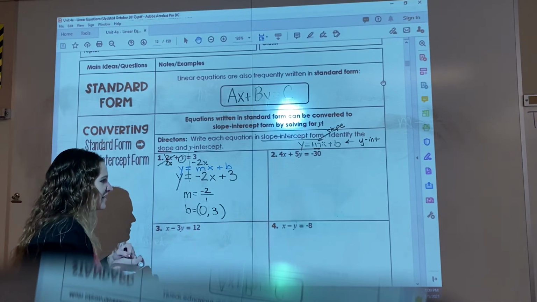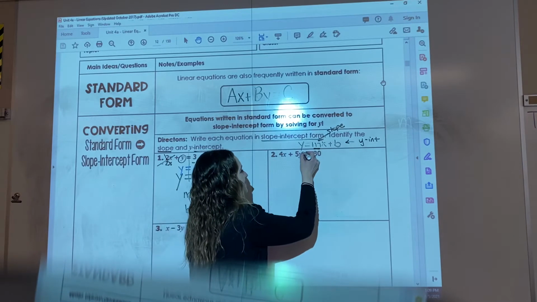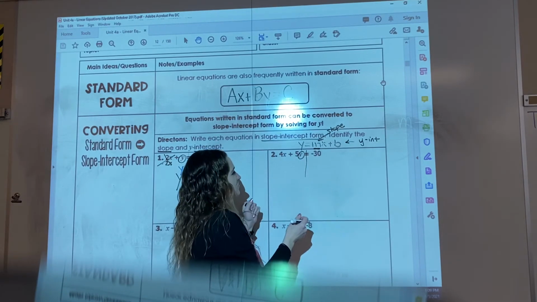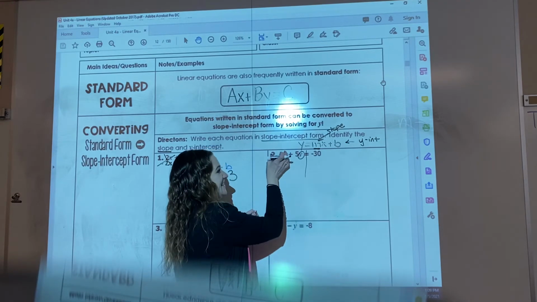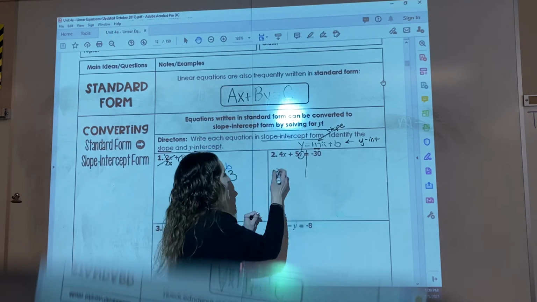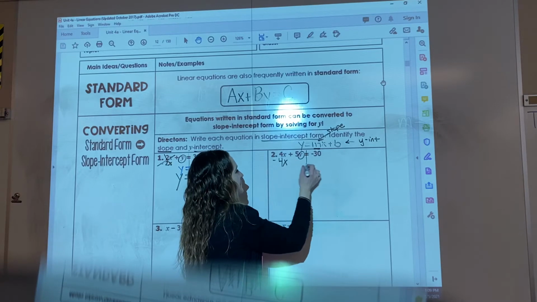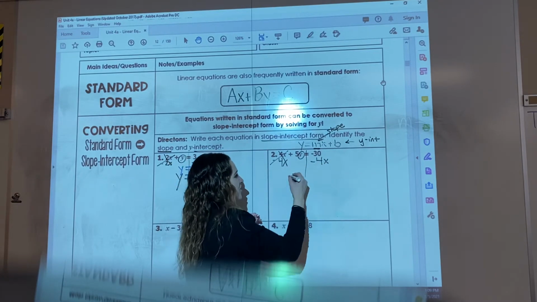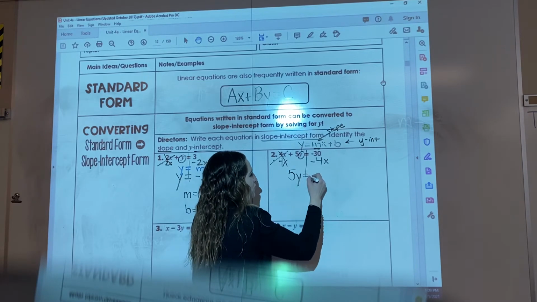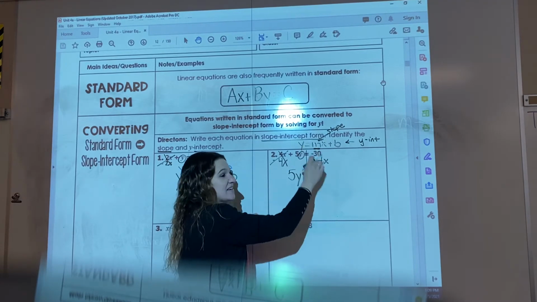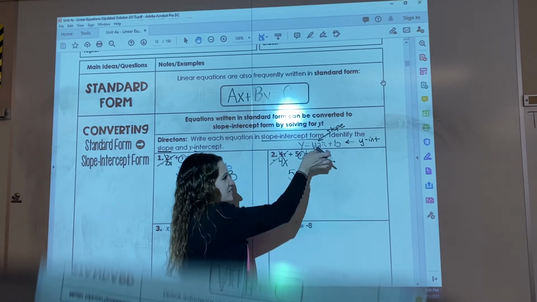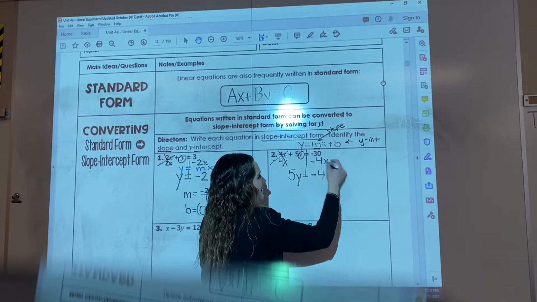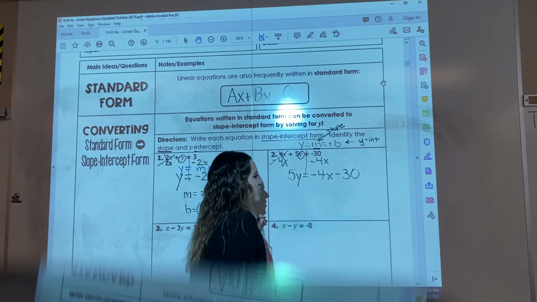Let's continue. Number 2, we're trying to get this y by itself. I'm going to draw my line so I can separate the two sides of that equal sign, or that equation. We need to get rid of this x term first. I'm going to subtract it on both sides. It goes away over here. I'm going to drop down my 5y, which is what's left over. I can't combine these. I'm going to want to write the x term first because that's my slope. So my negative 4x, and then minus 30 is brought down.